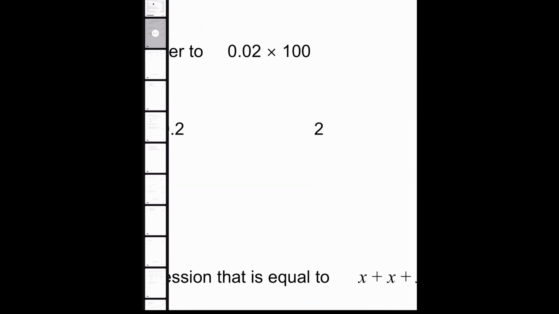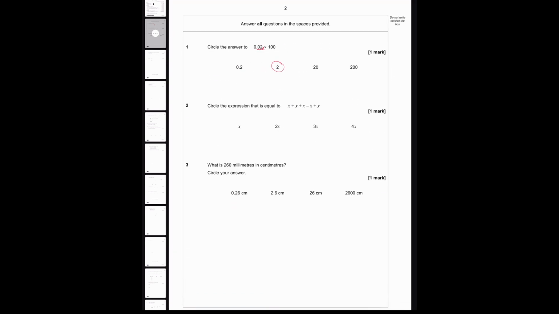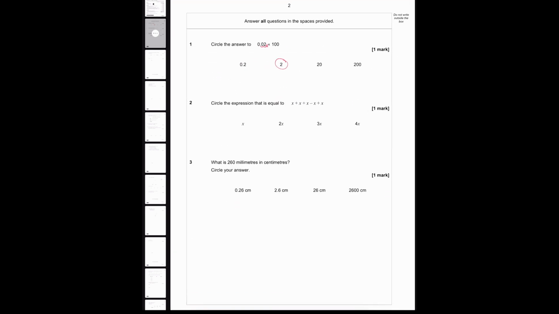Our first question is asking us to circle the correct answer to 0.02 times 100. Since we are multiplying by 100, that means we move our decimal place 2 places to the right. That gives us 2.